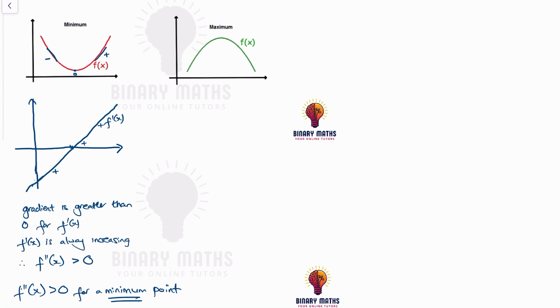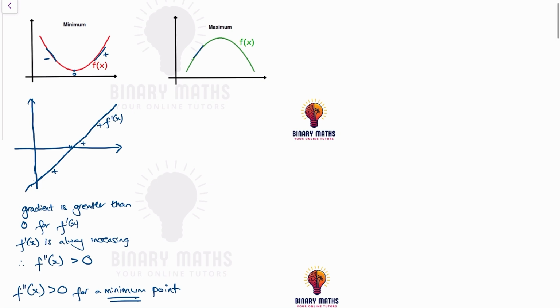In a similar way, if we look at the maximum point, then at first we can see the gradient is positive, then it's 0, then it's negative. So if we draw the gradient function for f of x, then because it's positive first, it will be above the x-axis, then it's 0, so it's going to intersect the x-axis, and then it's negative, so it's going to be below the x-axis. So if we were to sketch this, we go from positive to negative.